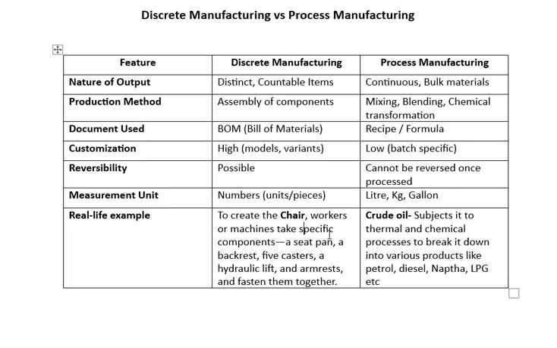Workers or machine take specific components: a seat pan, a backrest, five casters, a hydraulic lift, and armrest, and fasten them together. So, in order to create a chair, workers or machines take specific components which I just mentioned. So, here, in case a hydraulic lift is faulty, you can replace that particular hydraulic lift with a new one. There is no need to make any changes in the armrest, backrest, or a seat pan.